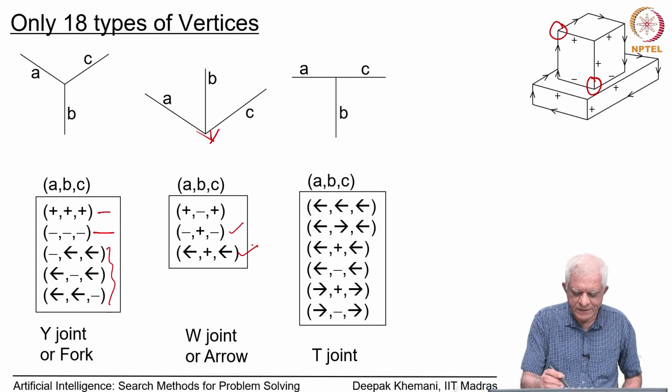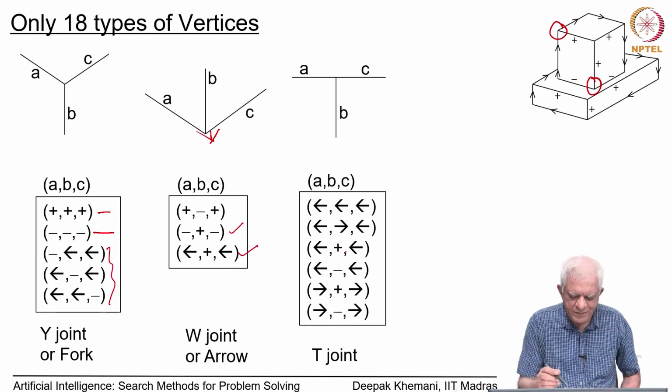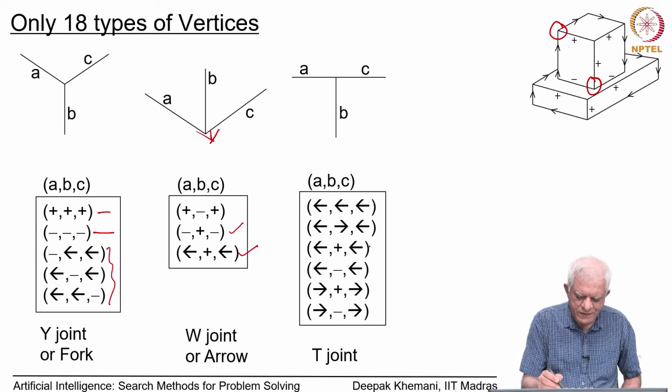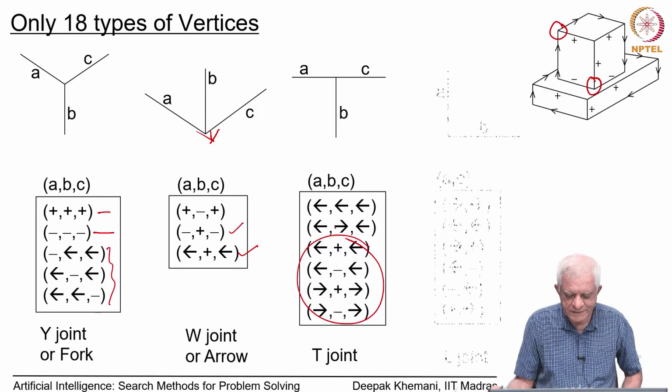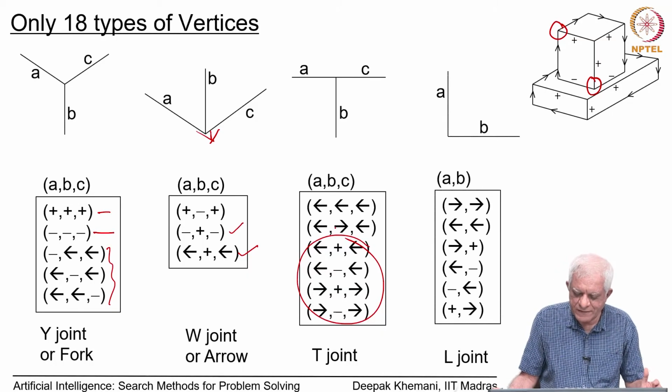So, in my diagram there are 6 of these, but in Huffman's own work there were only 4 of them, because he felt that 2 of them were essentially the same. And then we have the L joints.